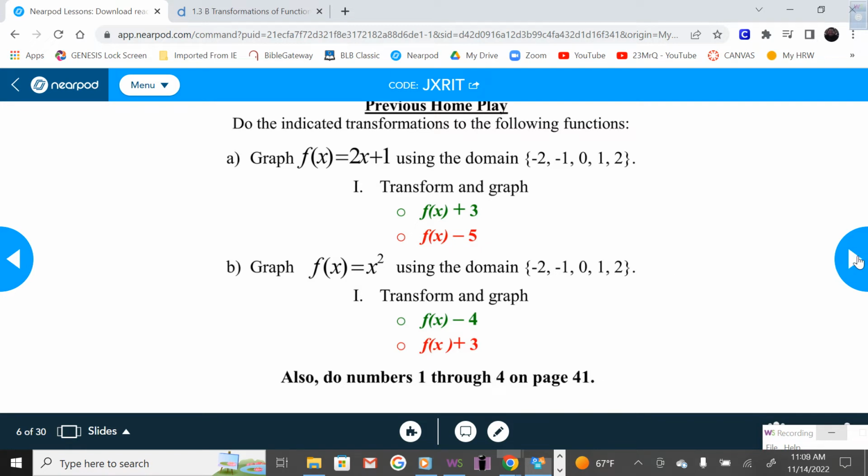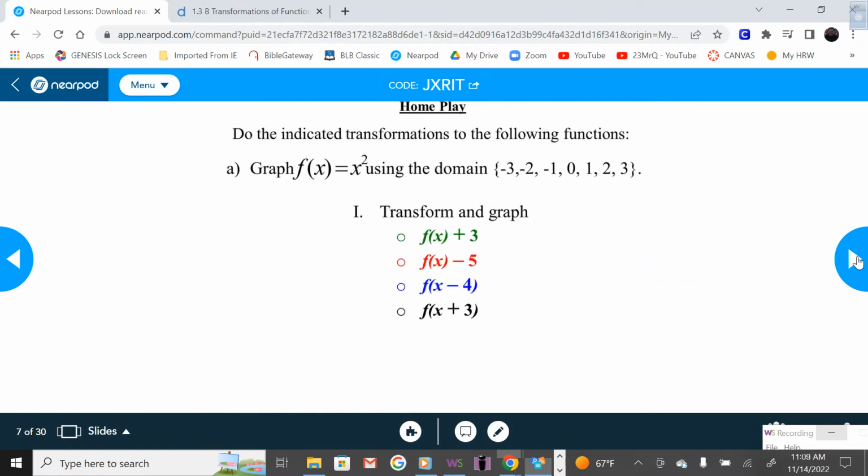We're going to continue adding more parameters to our transformations. Tonight's homework, take a picture of that, please. It's only one problem, and it says graph f of x equals x squared. Today I'm going to do a formal introduction to quadratics, and we're moving on. And now if you notice, instead of just having 2 transformations, we're going to have 4 different transformations. Okay? All right.